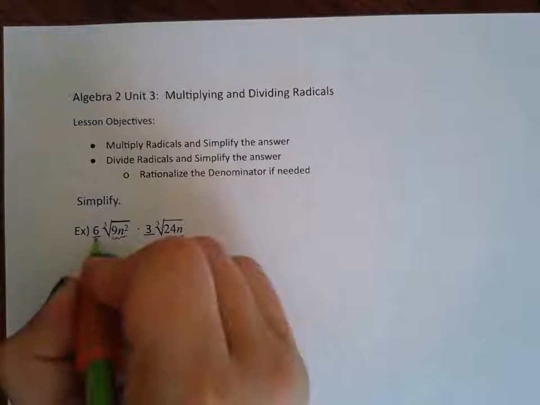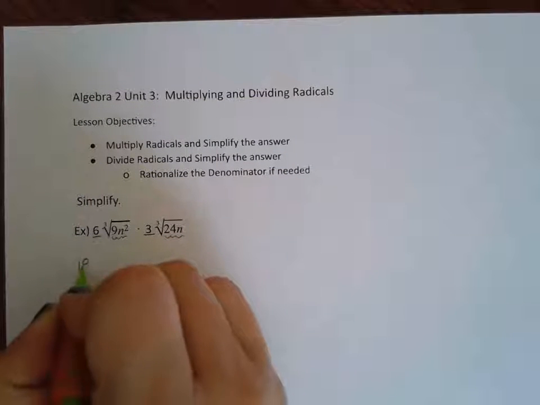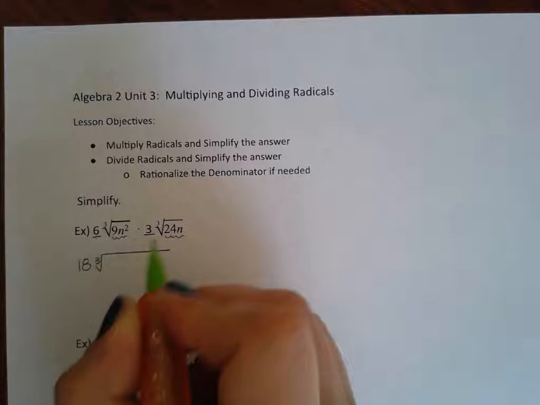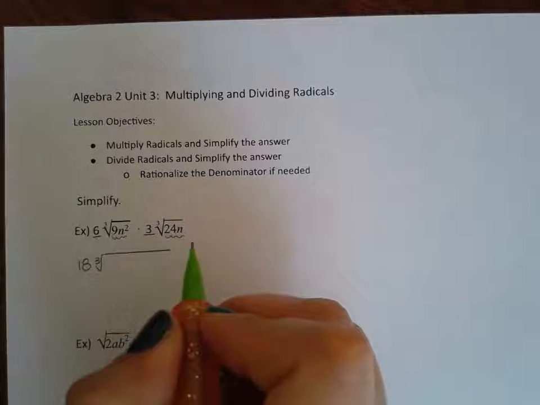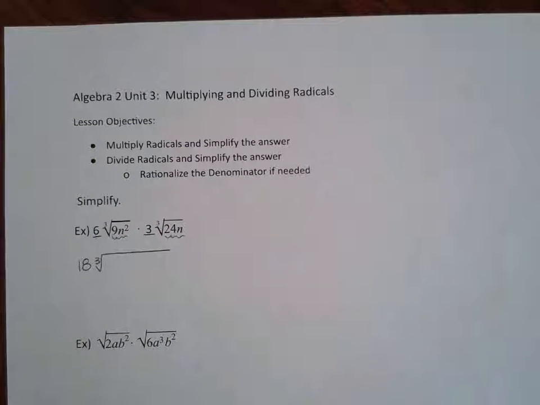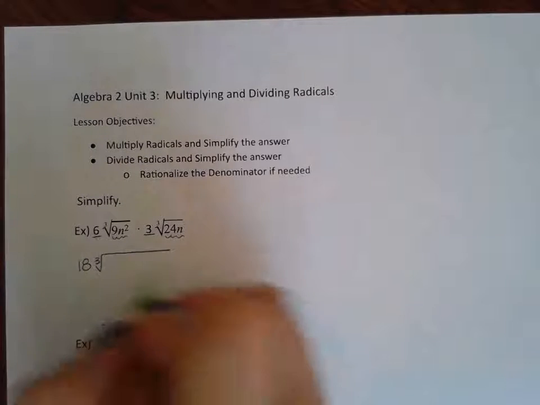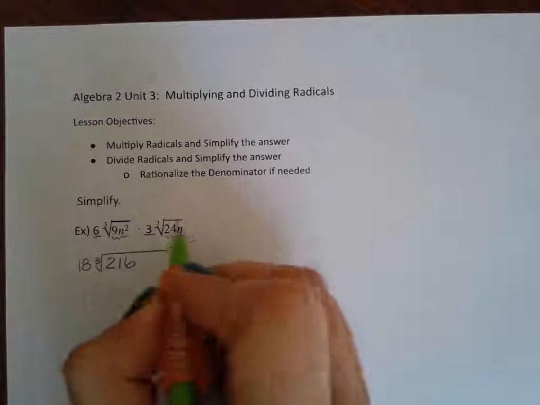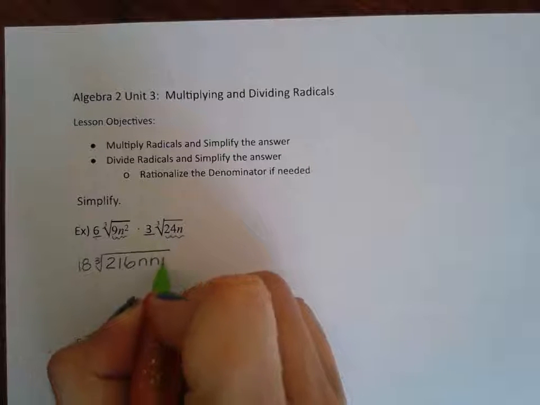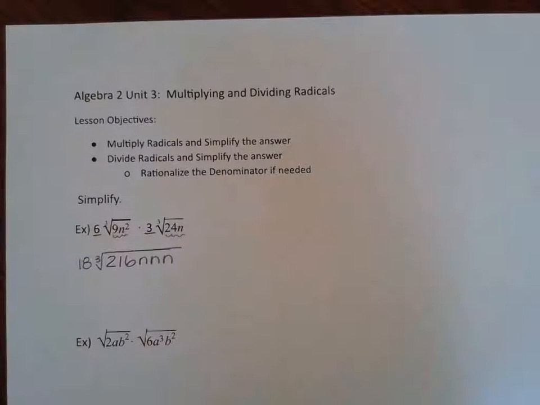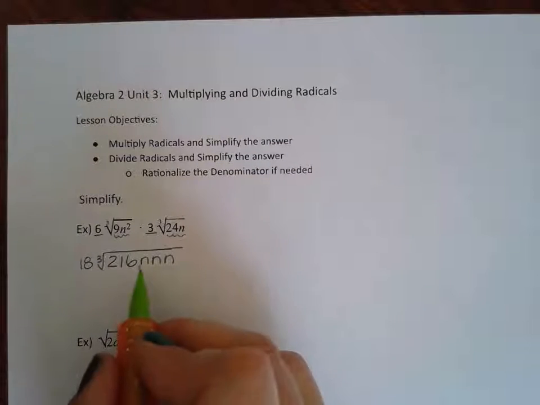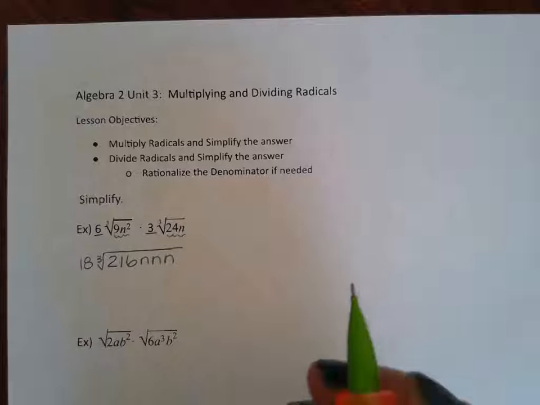We're going to do 6 times 3, which is 18. And then I'm going to make a big cube root. And then 9 times 24. So 9 times 24 we may have to put in our calculator. If you find 9 times 24, it comes out to be 216. And then n squared times n is going to be n to the third power. And I write all my n's out just to help me out. I'm going to be doing groups of 3, so that'll help me circle a group of 3 right there.